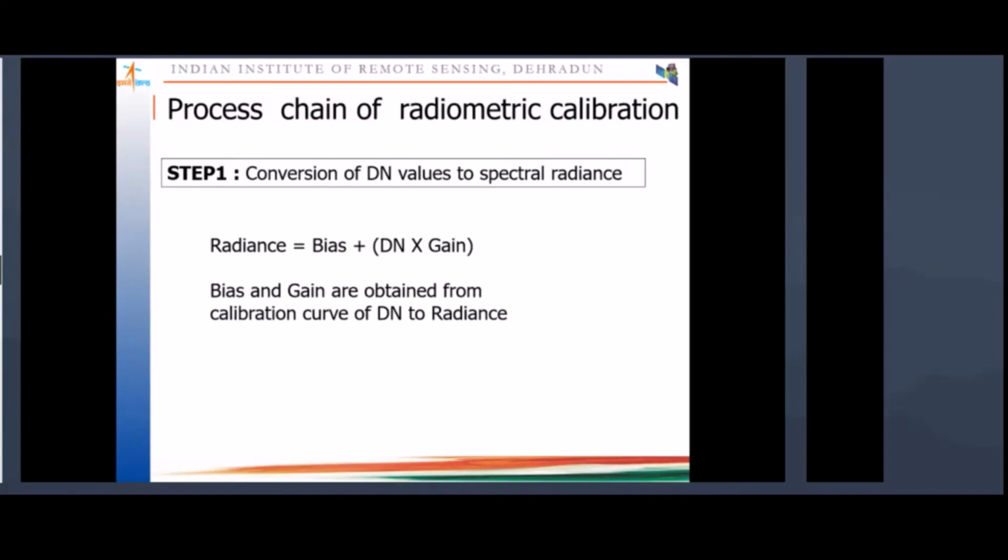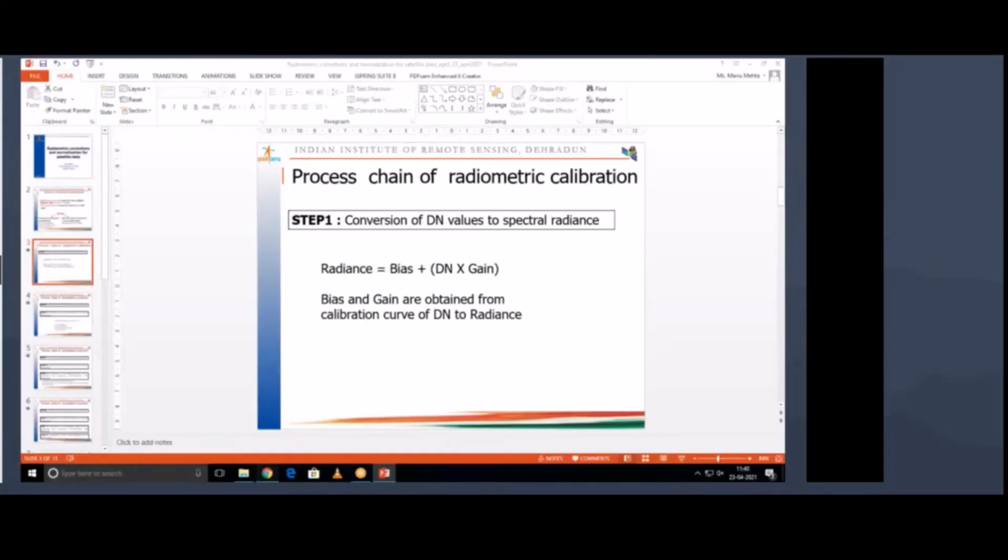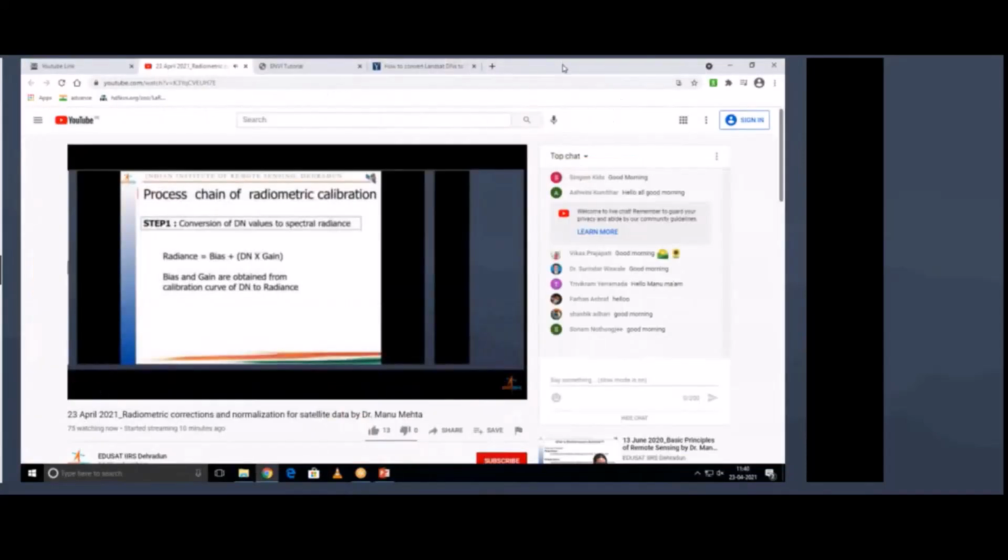So radiance can be computed from the digital numbers, given that in the metadata of the file, you have the bias and the gain. Bias is essentially the intercept and gain is the slope of the straight line. All right, so for example, I'll show you how this goes for Landsat.